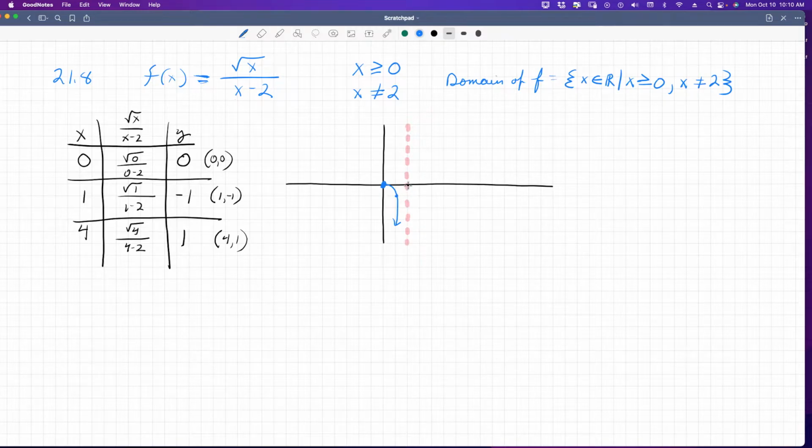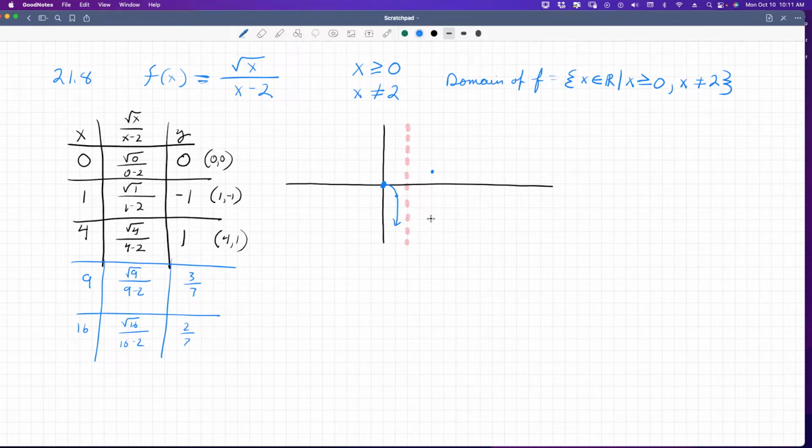But then we have, this is 2, 3, 4. We have 4, positive 1 here. We need some more points this way. So let's do some more points this way. Let's do 9, because I know I can find the square root of 9 easily. The square root of 9 is 3 and 9 minus 2 is 7. All right, let's try 16. Square root of 16 and 16 minus 2. So that'd be 4 over 14, and that would reduce to 2 over 7, right?